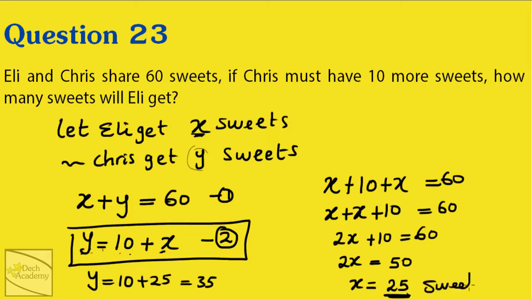But one thing you need to note is that instead of using that equation, since we know that Eli gets 25 sweets and Chris must have 10 more, we can just add 25 to 10. And that's exactly what we did here. That's the meaning of this equation. So this is a harder question, but it has come out before.